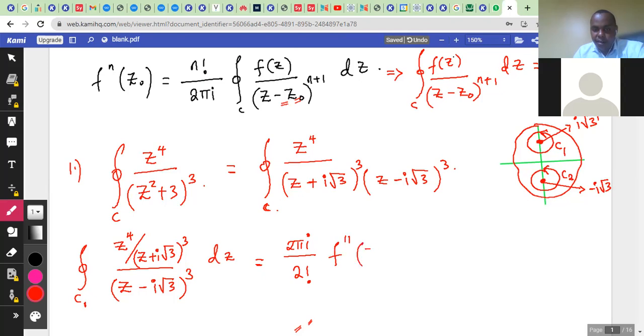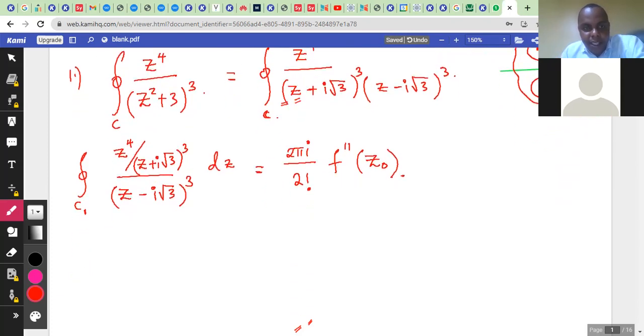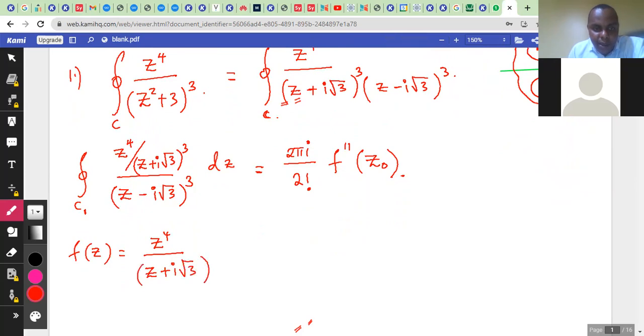of z naught, right? So let's find the second derivative. f of z is the numerator, right? So yes, f of z in this case is going to be z to the power 4 divided by (z plus i square root 3) cubed, which is the same as z to the power of 4 times (z plus i square root of 3) to the power negative 3.